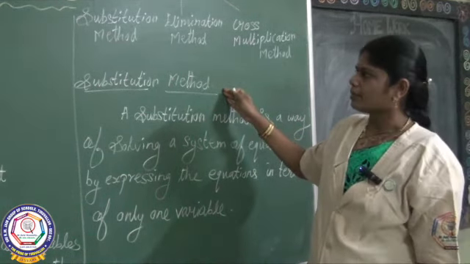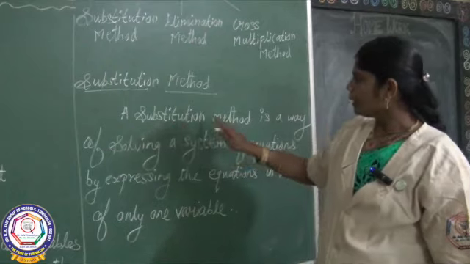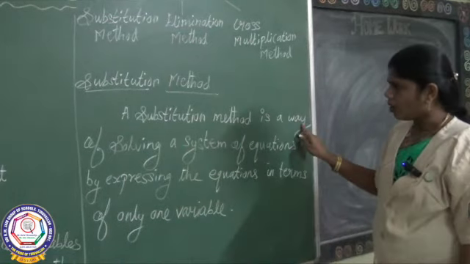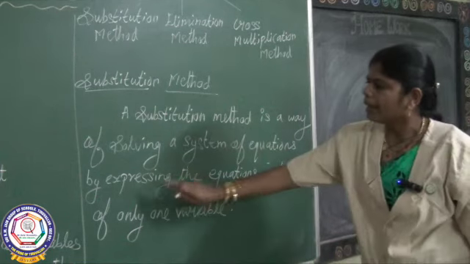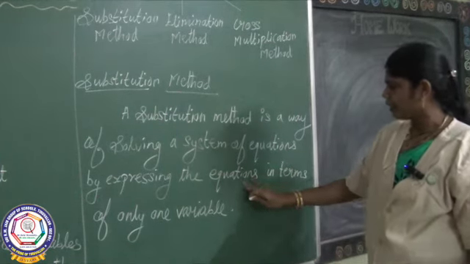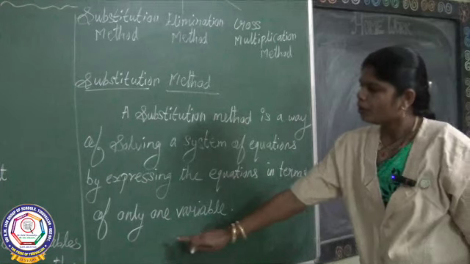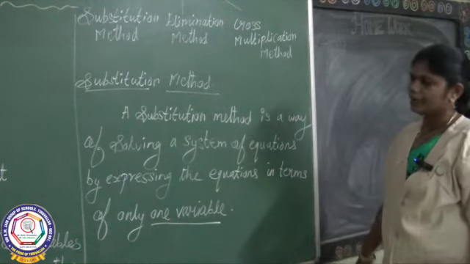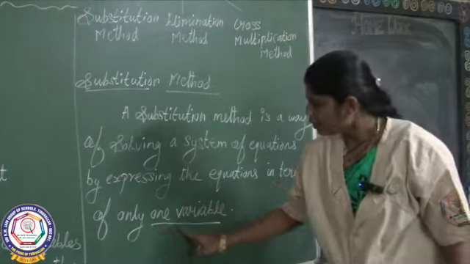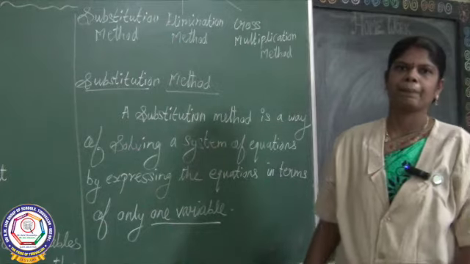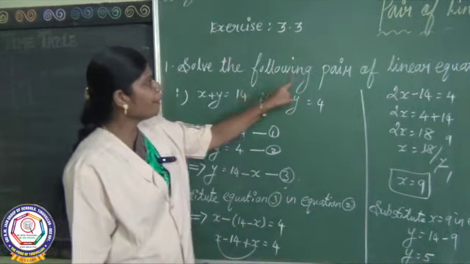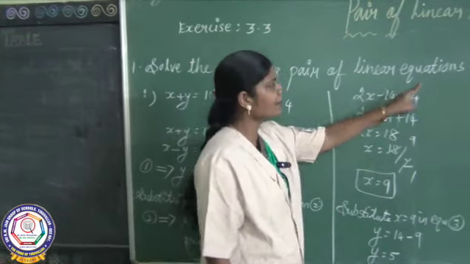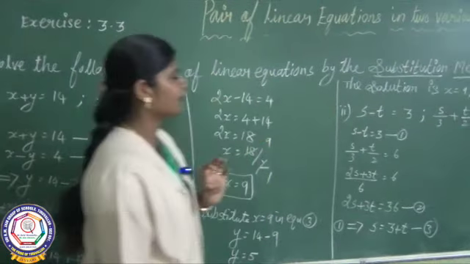So what is meant by substitution method? A substitution method is a way of solving a system of equations by expressing the equations in terms of only one variable. Exercise 3.3. Solve the following pair of linear equations by substitution method.